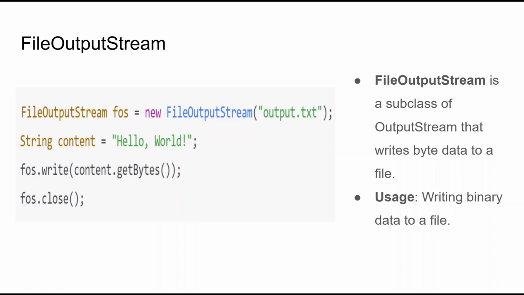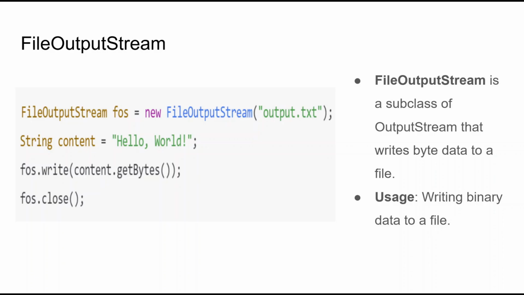I'm just giving an output.txt, which means it will be created in the same folder where our program lies, and I have this content called "allow word". So what it will do is fos.write(content.getBytes()). I'm just giving a byte array to it, "allow word", so it will automatically write into that file, and after that I'm closing the resources.